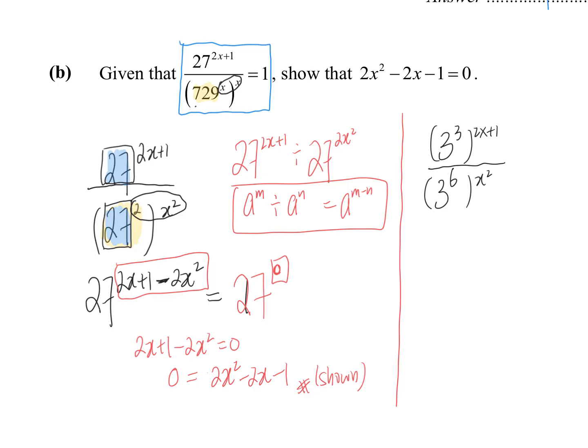For this one, I make it into base 3. Then 3 to 6, times 3 to the power. This one becomes 6x squared, then this should be 3x, right? 3x, then 6x squared. No, it's not like that. It's 6x, and 6x times x is 6x squared. That is not correct. Okay.